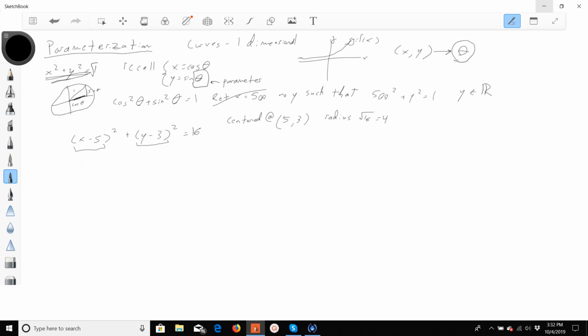So we want to find a pair of functions, x is equal to f of theta, and y is equal to g of theta, such that those two functions describe the above circle. They describe this circle here.